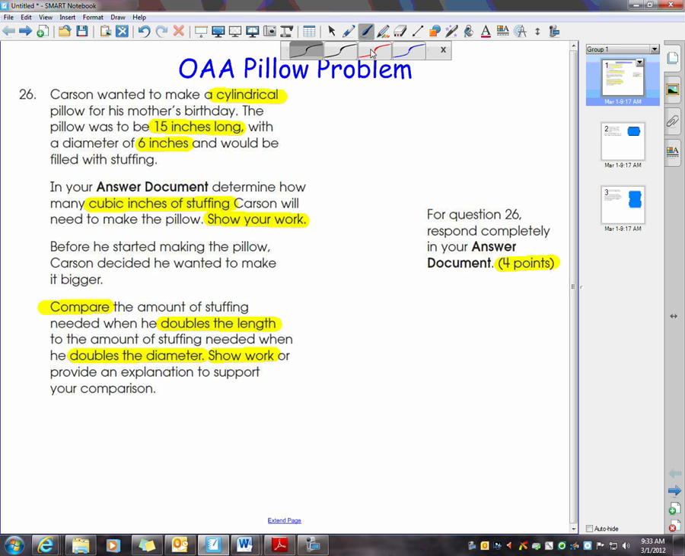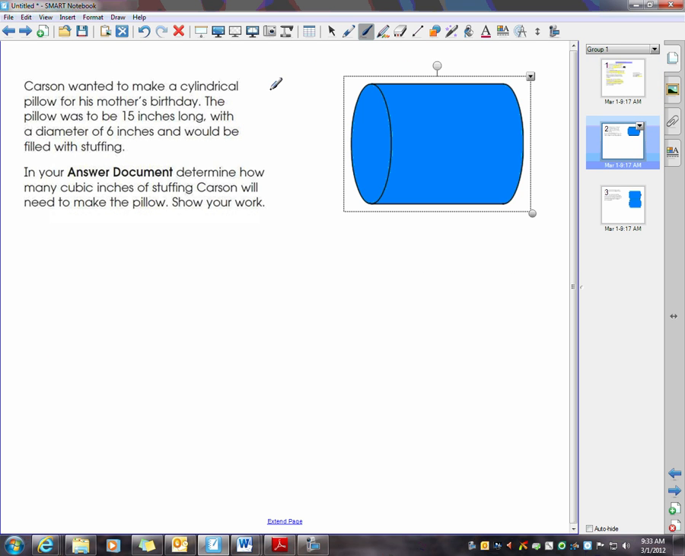The first task that I have is to figure out how much stuffing I would need if I'm making this pillow, which is 15 inches long and 6 inches in diameter. So that's my first task. So I just have that part highlighted. I'm going to find how much stuffing I need. If I'm going to find how much stuffing I need, that is the volume.